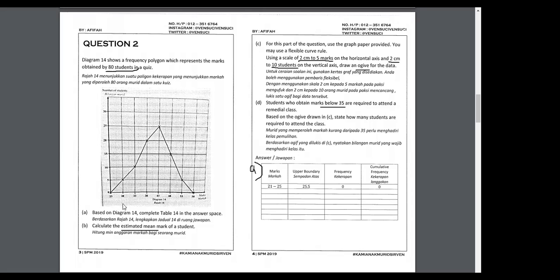So that's the second question already. For the question, they want you to count.